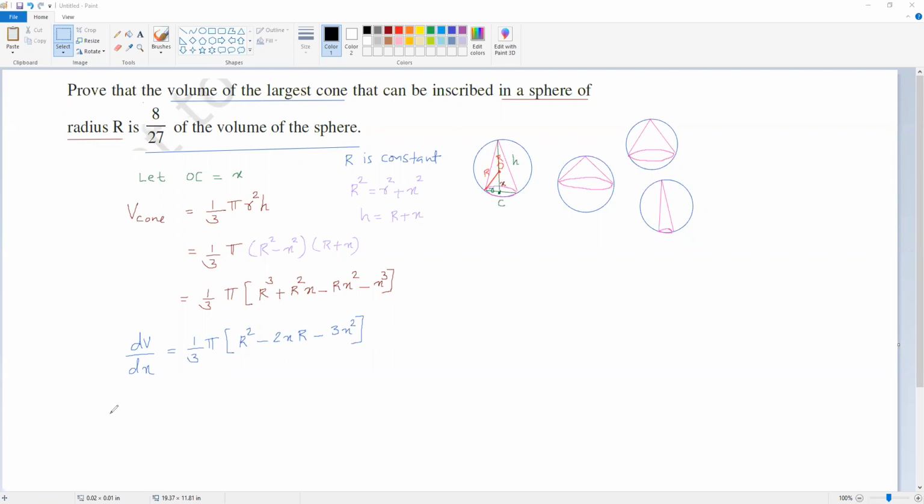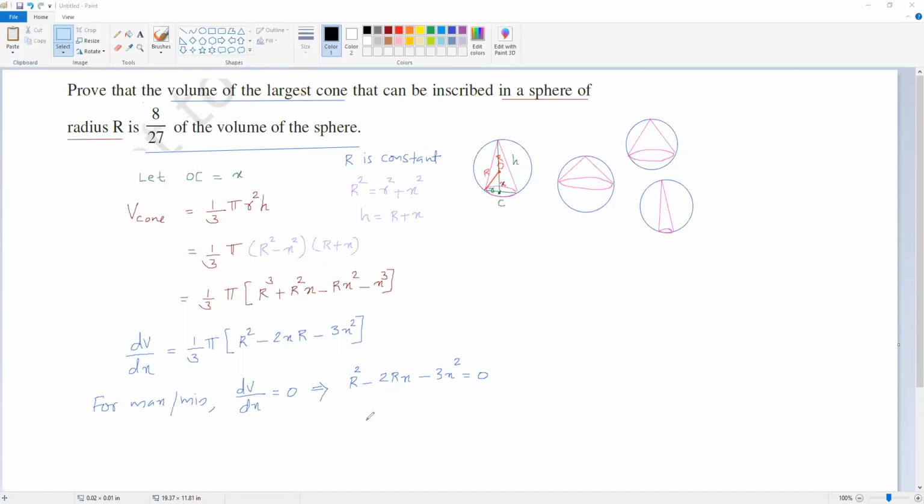So now for maxima or minima, the derivative should be 0. That implies the expression above should be 0, but 1 by 3 pi is a constant, that cannot be 0. That means what is inside the bracket is 0. That means r square minus 2rx minus 3x square is equal to 0.